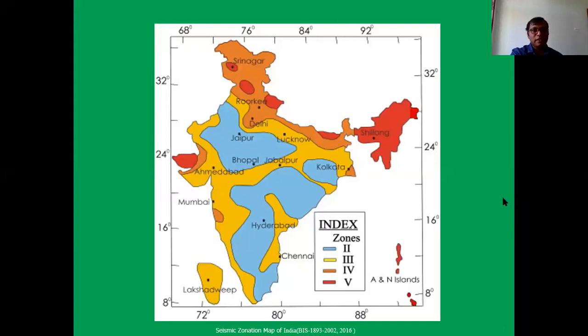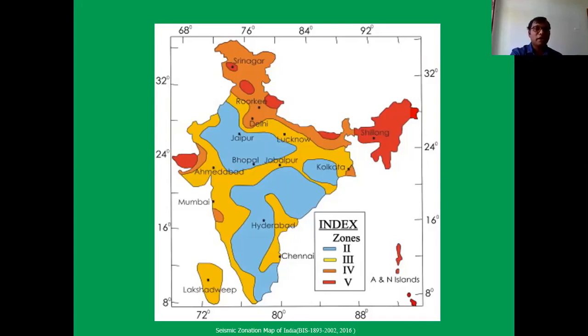So if we see, these are being divided into four zones already. Zone 5 is 0.36 g, zone 4 is 0.24, zone 3 is 0.16, and zone 2 is 0.1 g. These are specially mapped, considering the earthquake scenario based on monitoring data, which has data of earthquake events that have occurred in various geographical regions, especially Northeast India, Northern India, and the Western region, that is Gujarat.